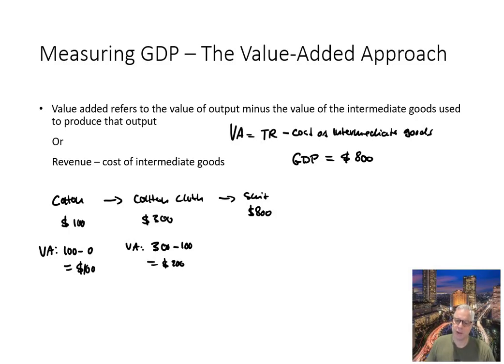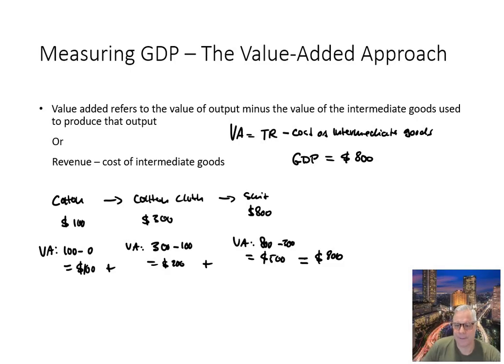And the suit maker's value added, because the suit maker makes a total revenue of 800, but the intermediate good was 300, total value added is 500. And now you can see if we add 100 plus the 200 plus the 500, we also get 800.